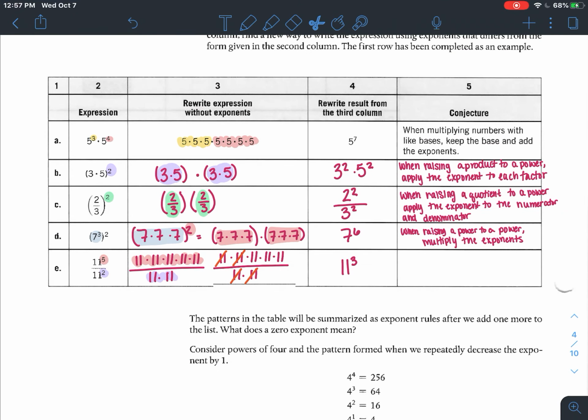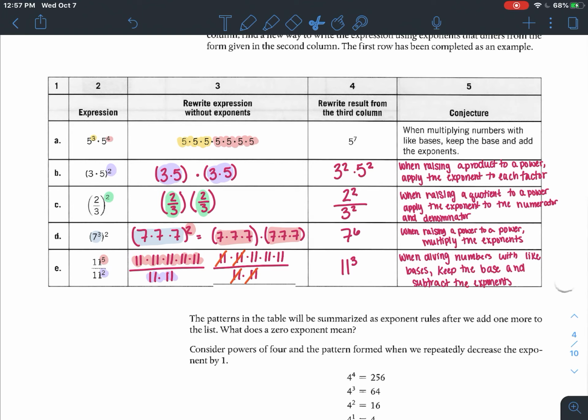So the rule here is that when you're dividing numbers with like bases, same base, 11, keep the base, 11, and subtract the exponents. So 5 minus 3, or 5 minus 2 gives us that 3. Okay, hopefully that wasn't too bad. Hopefully you kind of remember some of those exponent rules.